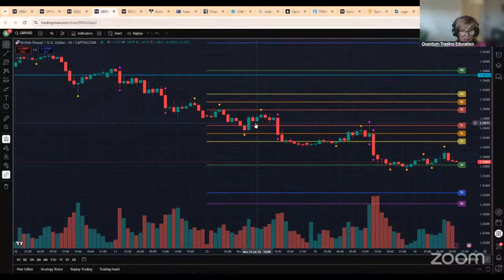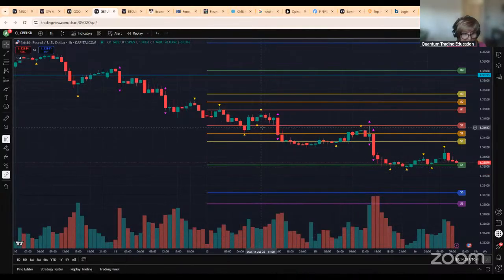In general, cable really isn't going very far. We also looked at how the pivots help us to mark out the beginning and development of a congestion zone and the end of a congestion zone. They actually coincide with the top and bottom of the R1 and the S1. Understanding and recognizing congestion zones is so important. They appear in distribution, they appear in accumulation, and then you look at what the volume is doing.